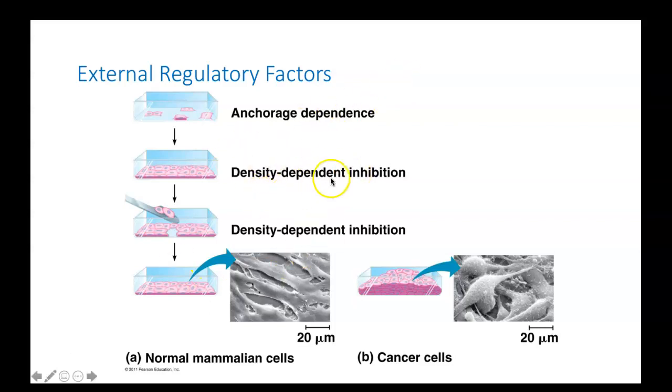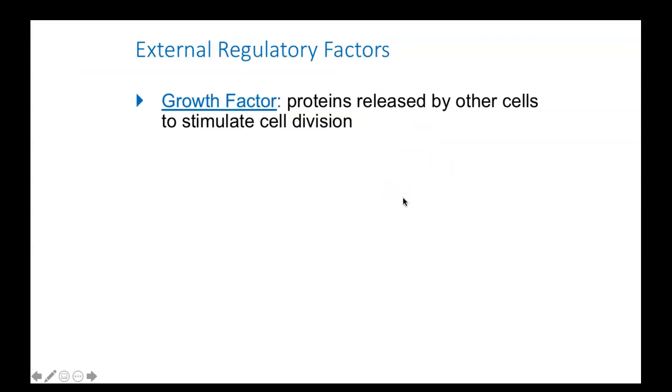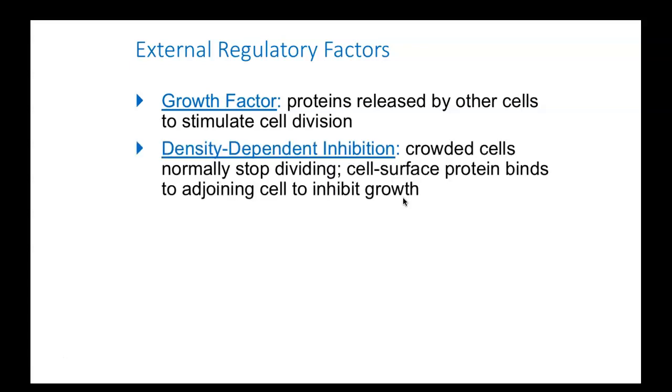Density dependent inhibition means when it gets too crowded, a signal will be released and the cells will stop dividing. All right, so those are 2 regulatory factors: a cell has to be anchored to divide and a cell cannot be too crowded. So growth factors are an external regulation, proteins released by other cells that will stimulate them to divide.